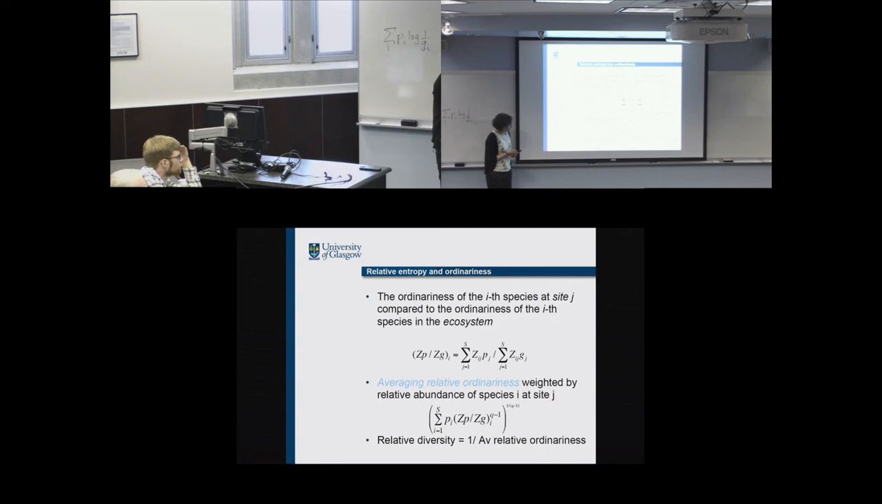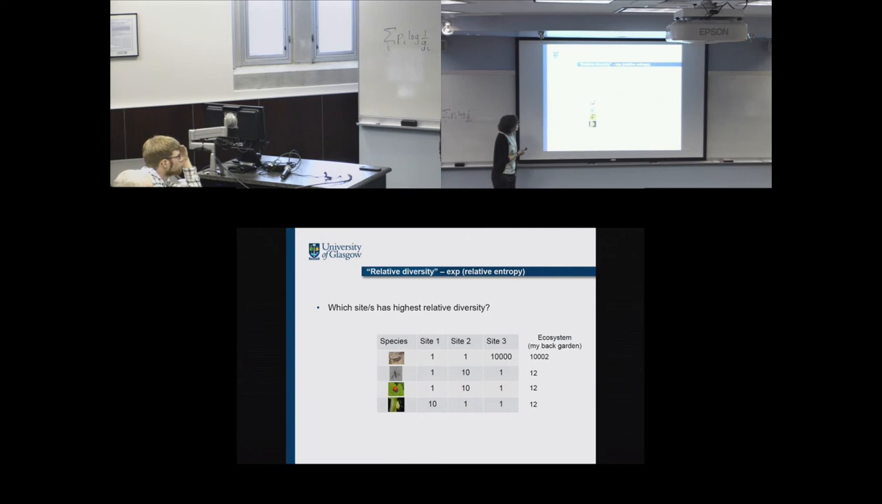So what does that tell us about the system? It turns out that also tells us something. If I take my back garden example again, which sites have high relative diversity, in other words, high exponential of relative entropy? It turns out it's this first one. Why is that? It's because if we look at our distribution of species for the whole ecosystem, the whole back garden, then this distribution is the furthest away from that. It's most different. So this site is most distinct, if you like, compared to the ecosystem. That's what this relative diversity is telling us.